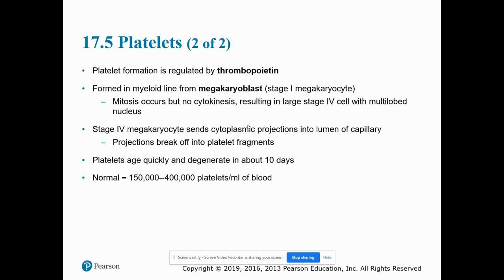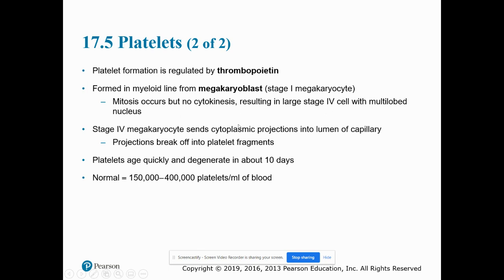And it forms, okay, so here's the deal. I really want you guys to understand how platelets are formed, but I don't need you to memorize this whole screen. So I just really want you to understand that we start from this megakaryoblast, okay? Mitosis occurs, but no cytokinesis, so it just gets really big, resulting in a stage 4 cell.